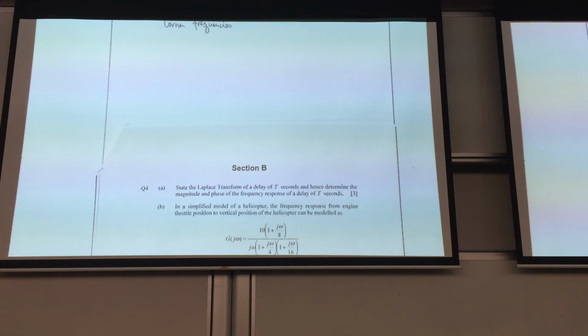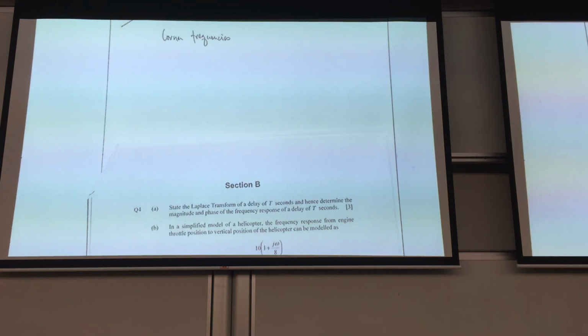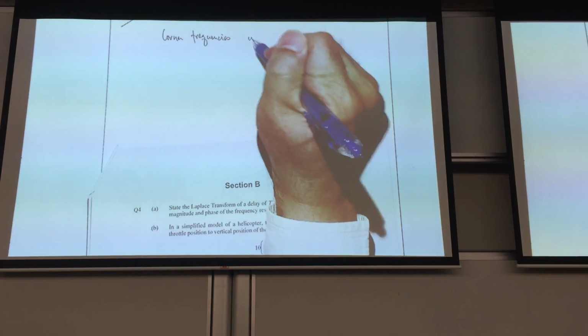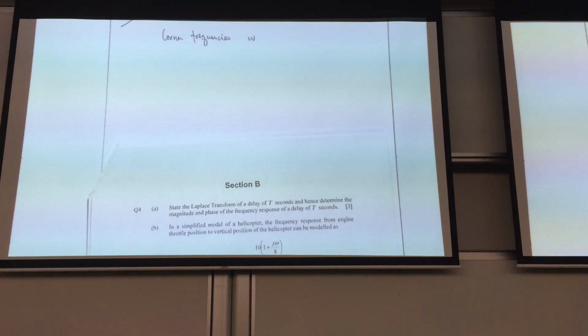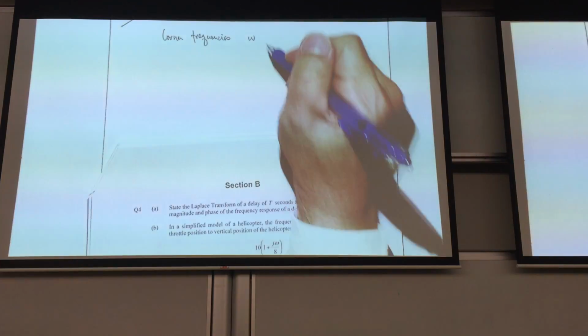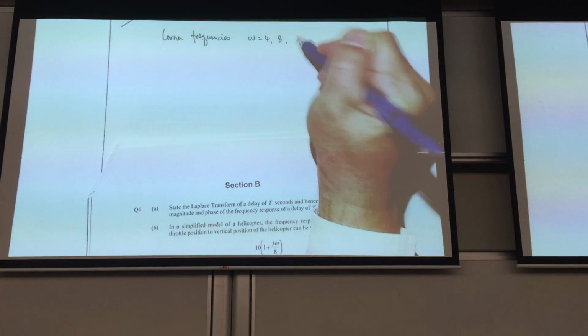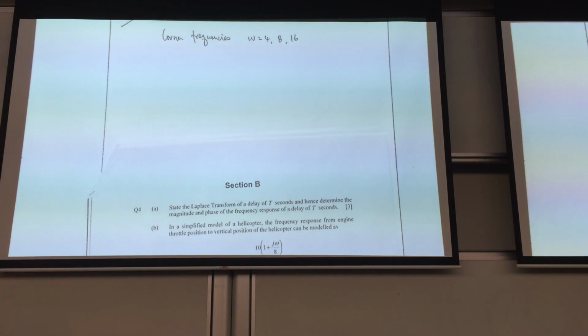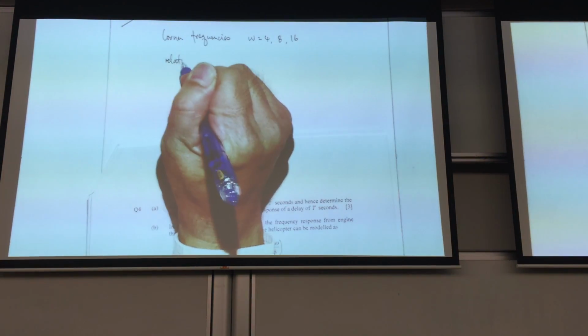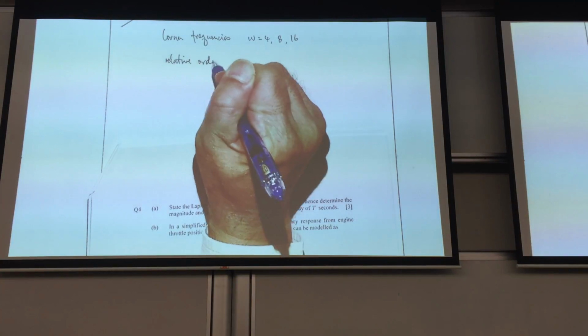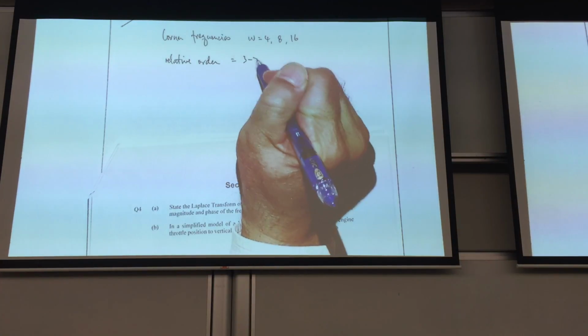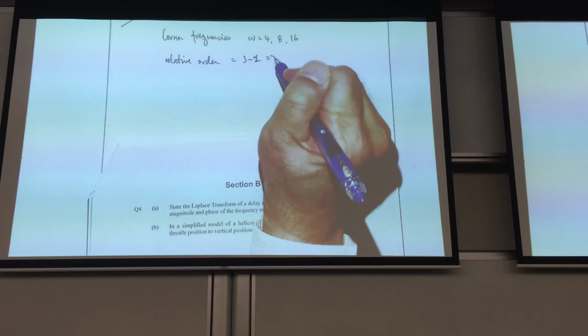So in this case, what are your corner frequencies? You have an integrator, so the first corner frequency is going to be 4, and then you have 8, and you have 16. But you have to bear in mind that you have an integrator. So the relative order for this system is going to be 3 minus 1, which is equal to 2.